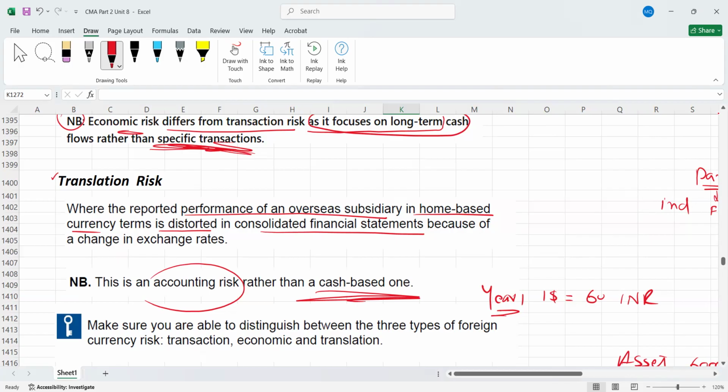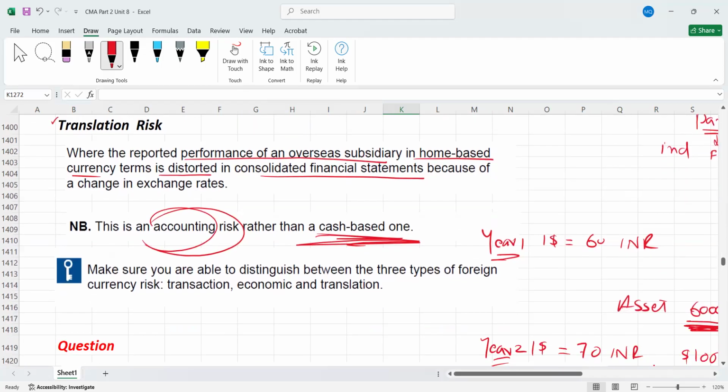Transaction risk is going to affect your cash flows, because this asset is in the USA. You are just converting that same asset every year to your local currency just to prepare the financial statement. So that's why it's more about accounting gain or loss. It's not cash based. Maybe it is not going to affect your cash flow. Okay. So now, guys, this is what translation risk is. I hope you understood.